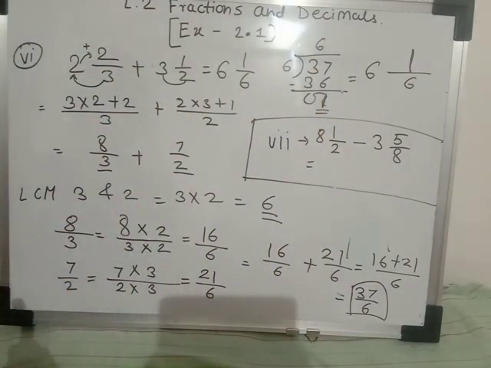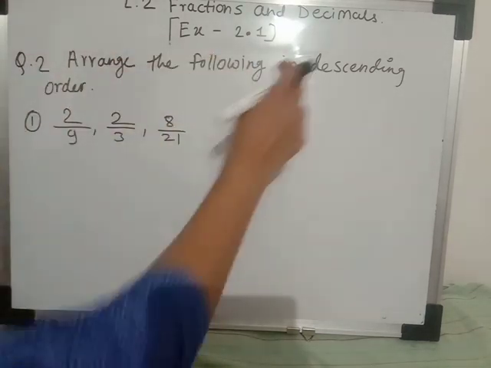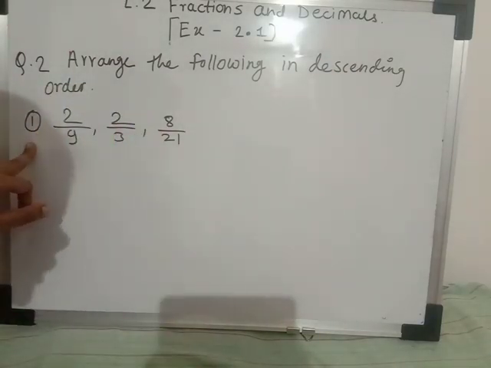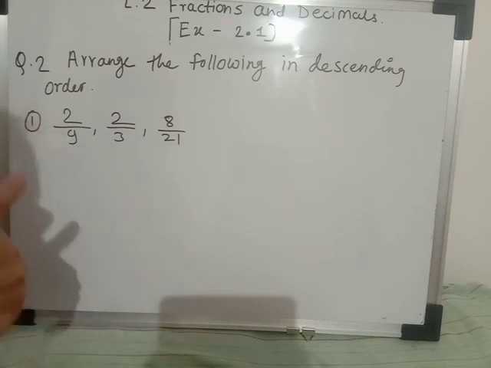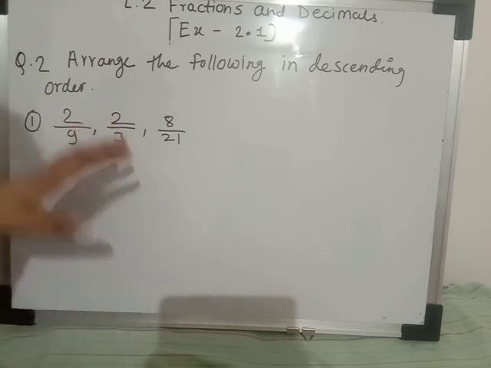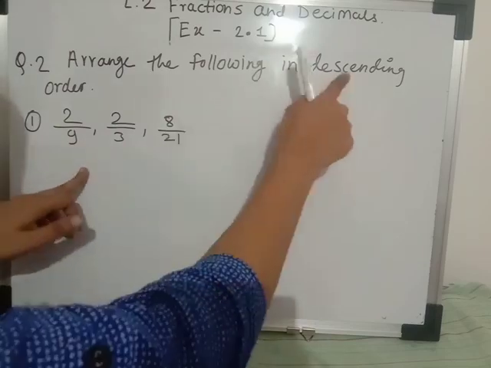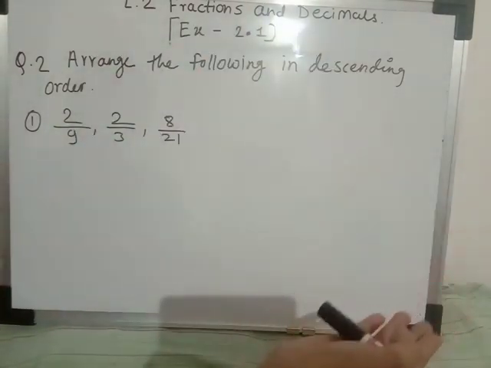Okay, now let's solve the next example. Now here our question number 2 is to arrange the following in descending order, where two examples are there. One example I am solving here, the second example you have to solve as homework. Okay, so just see how I am going to solve and how I am going to arrange all these fractions in descending order. Same way you have to do it for the second example.